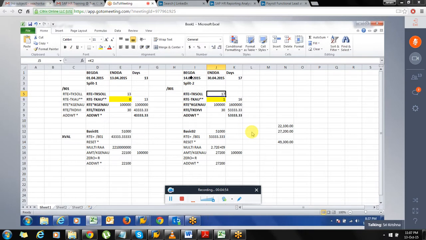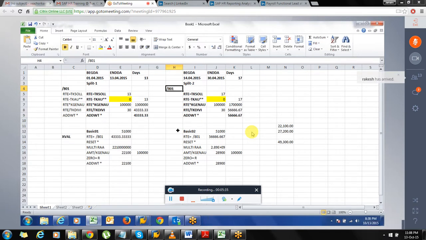The partial period days are 17. We are getting 17. I am making unpaid absences 0, as we don't have any unpaid absences. So what does it become? 17 minus 0, we got 17. That 17 into 1 lakh, we got 17 lakhs. Again, this 17 divided by 30, we are getting this much number. These will be stored in 801 for split 1 and split 2.